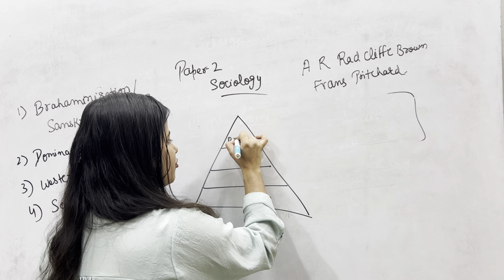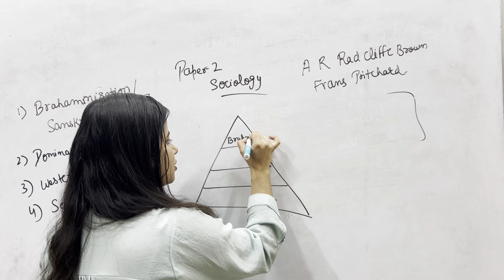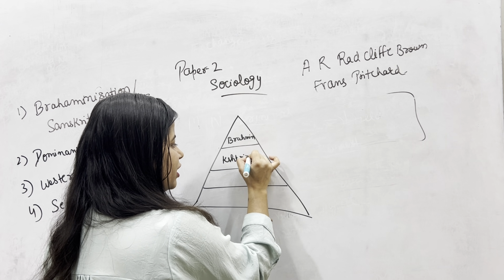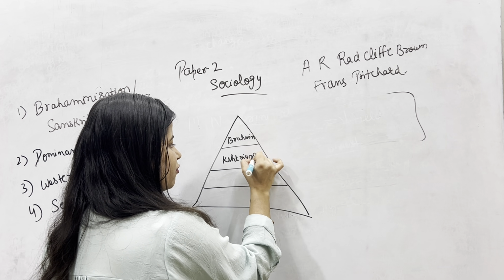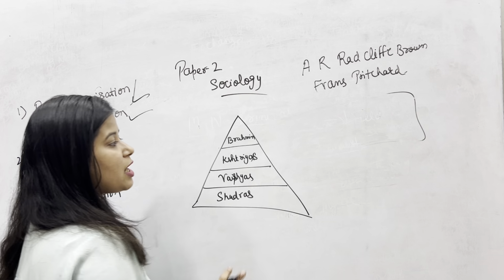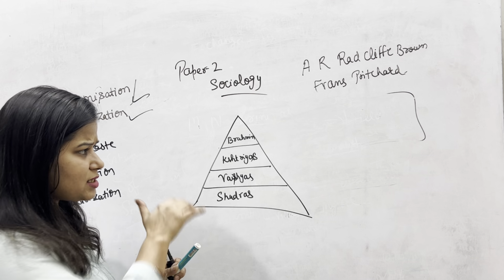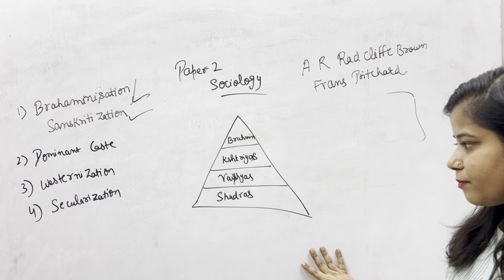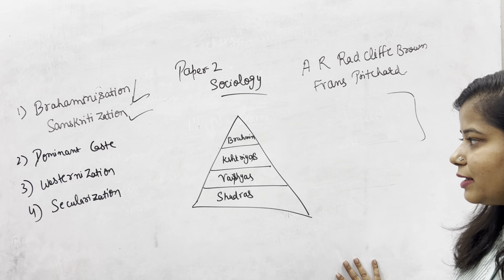On top, we have Brahmins, then we have Kshatriyas, then we have Vaishyas, and then we have Shudras, and all of them have separate functions to perform. We will discuss this concept later on. For now, just keep in mind this division.